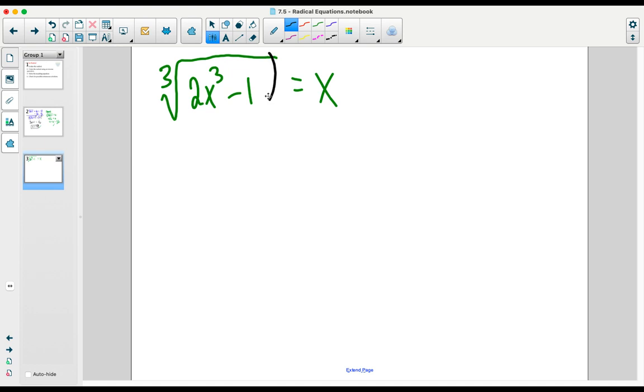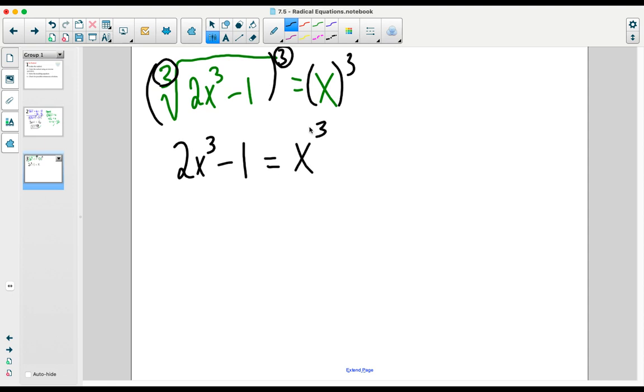So we're going to get rid of the cube root by cubing. We cube the left-hand side, and we cube the right-hand side. The cube on the left-hand side will get rid of the cube root, leaving us with just the radicand, 2x cubed minus 1. Cubing the right-hand side gives us x cubed. Subtracting x cubed from both sides gives us x cubed minus 1 is equal to 0.